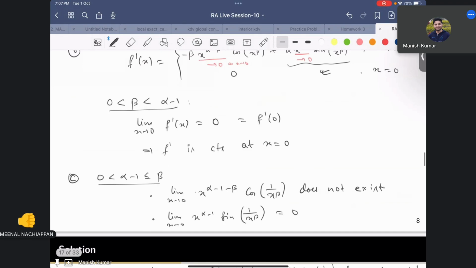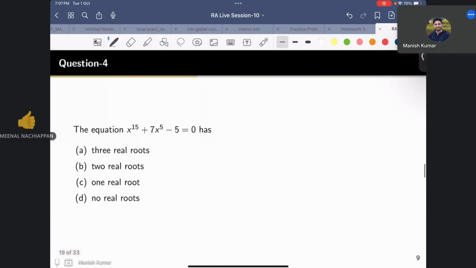Okay, now let us look at this problem. So this is a polynomial, okay, and you have been asked about the roots of this equation. How many roots does this polynomial have? One real root, sir. One real root. How can you prove it?